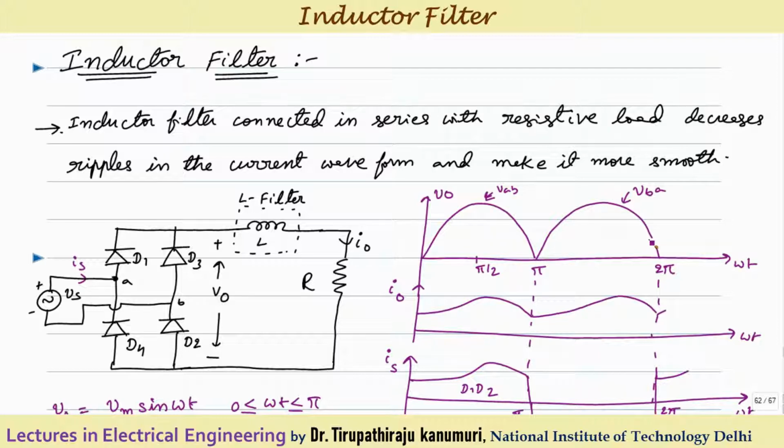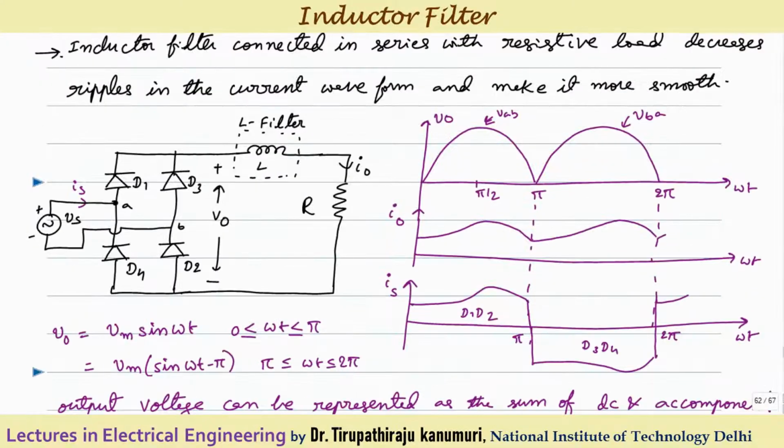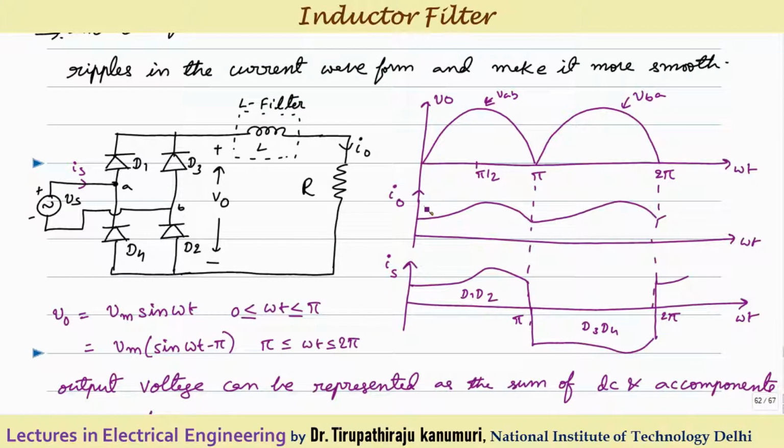So it will have so many harmonic components. That means it is not smooth. In order to smoothen out your output waveform, we connect one inductor filter. We are going to prove that by adding an inductor filter, your output waveform will become smoother. This will be your source voltage, because for half cycle D1 and D2 are conducting and for the other half cycle D3 and D4 are conducting.